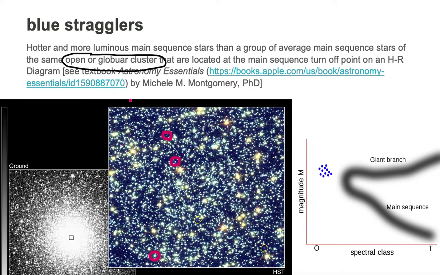These very blue stars are examples of blue stragglers. These blue stars are hotter and more luminous. Bluer stars are hotter and more luminous. The other thing we need to compare is these main sequence stars. We're looking at a group of hotter and more luminous main sequence stars than an average group of main sequence stars on an HR diagram.